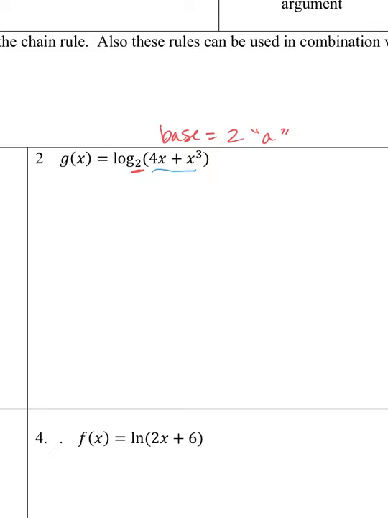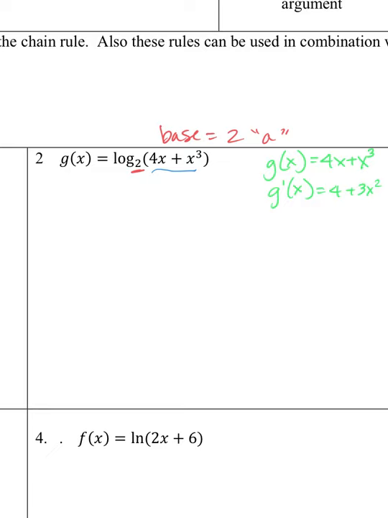And then the g of x, let's go ahead and write this over here. The g of x is the 4x plus x cubed. And its derivative is just the power rule. So we're going to have a 4 plus 3x squared. So now we are going to take those parts and take the derivative.